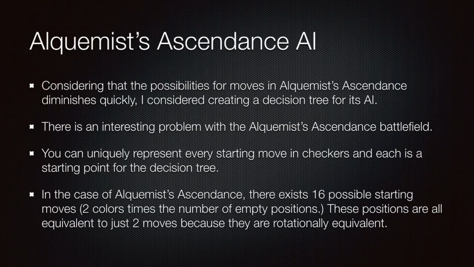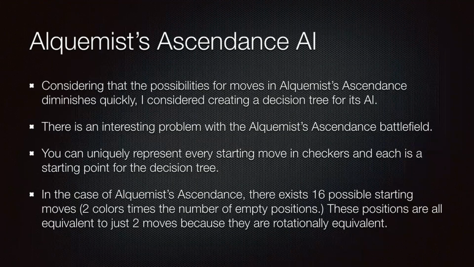So when I considered this, I said, well, maybe I could do a decision tree because we start with 8 and actually it starts constricting. It's not like with chess, which starts opening up to all kinds of possibilities.